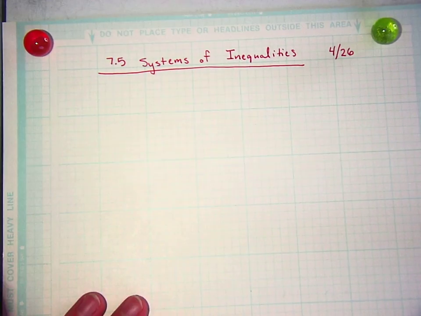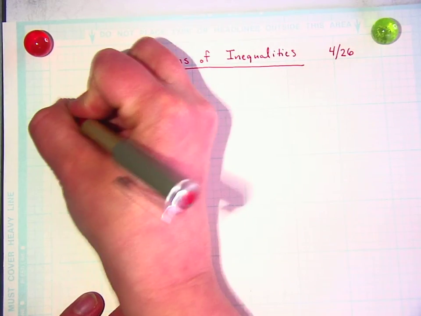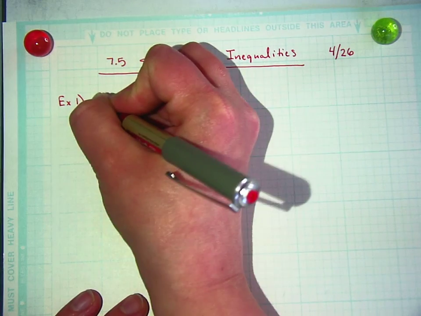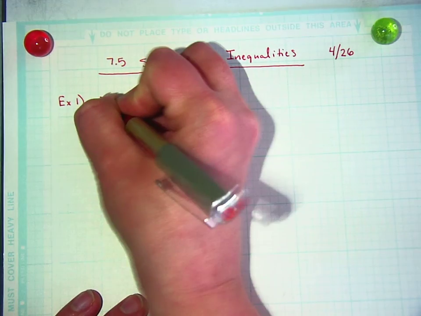Example 1. Make it nice, make it easy to read. I'm not using either of my colors right now.